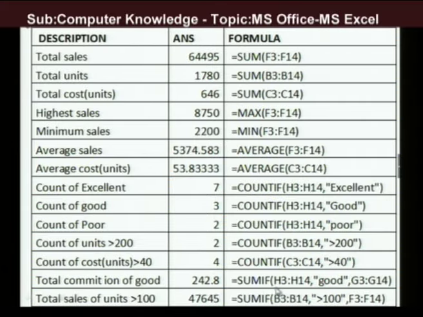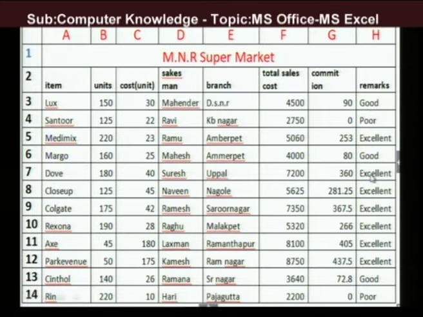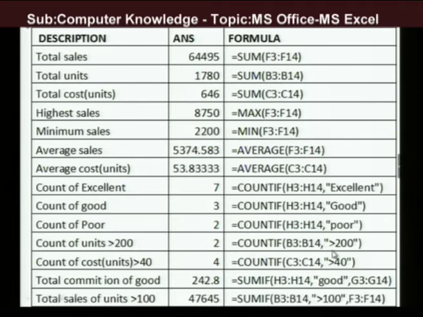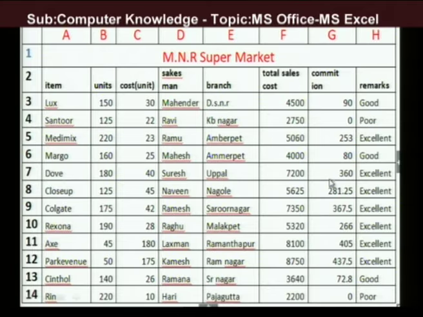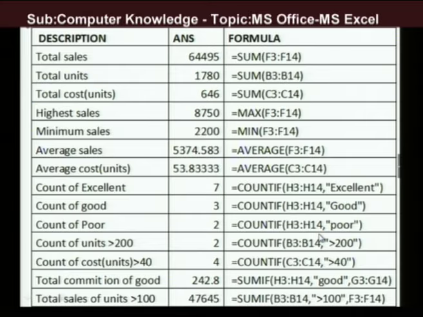SUMIF H3:H14. H3:H14 is the remarks of these MNR supermarkets. So, the remarks of an MNR supermarket are excellent, next good. After that G3:G14. G3:G14 consists of commission. So, we have to write here H3:H14, condition is good. After that G3:G14. This is the SUMIF condition. Very important shortcut keys for SUMIF conditions.